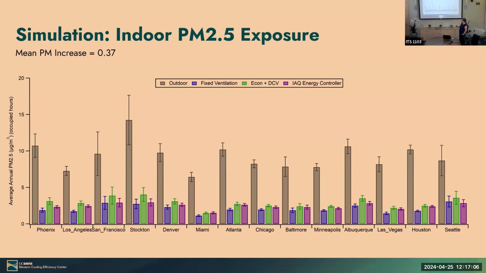Compared to the fixed ventilation rate, I currently have a PM increase of around 0.4. Oh, I forgot the units there. That's micrograms per meter cubed. There's a lot of knobs I can turn in the model to fine tune whether we want to prioritize energy or PM 2.5 exposure. And so that's kind of in the process of what I'm working on. But what I've been doing here is setting up a framework to be able to analyze this.